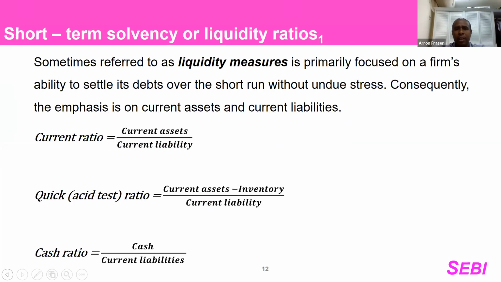Some of the ratios, the short-term solvency or liquidity ratios, are sometimes referred to as liquidity measures, and they are primarily focused on the ability of a firm to settle its debts over the short run without undue stress. Importantly, without undue stress, because one example of undue stress is where companies have to give deep discounts to ensure that they can have a sale. So for instance, if debts are becoming due, companies might have to cut their selling price so that they can garner that revenue to settle those debts, right?